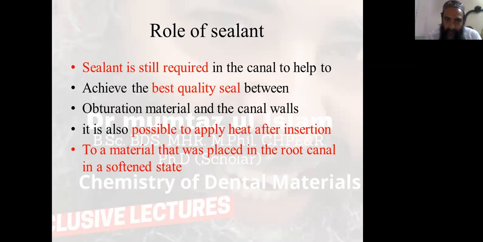So, the role of sealant: as we have heated and it is closely packed, sealant is still required in the canal to help achieve the best quality seal, the hermetic seal between the obturation material and the canal walls. It is also possible to apply heat after insertion to a material that was placed in the root canal in a softened state.